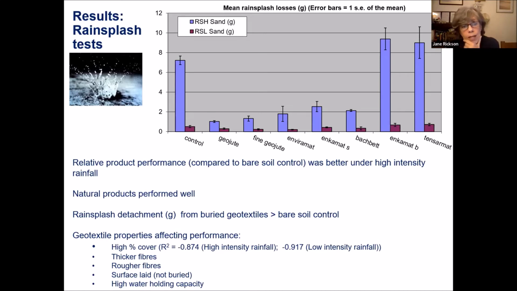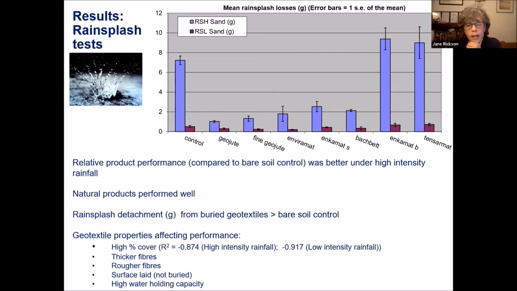In conclusion, for the rain splash test, what we found is that we could then correlate geotextile properties to the performance of the different products. So we found things like, not surprisingly, percentage cover was really, really important. The more coverage of the soil, then the less the erosion. Well, that's pretty obvious, isn't it?